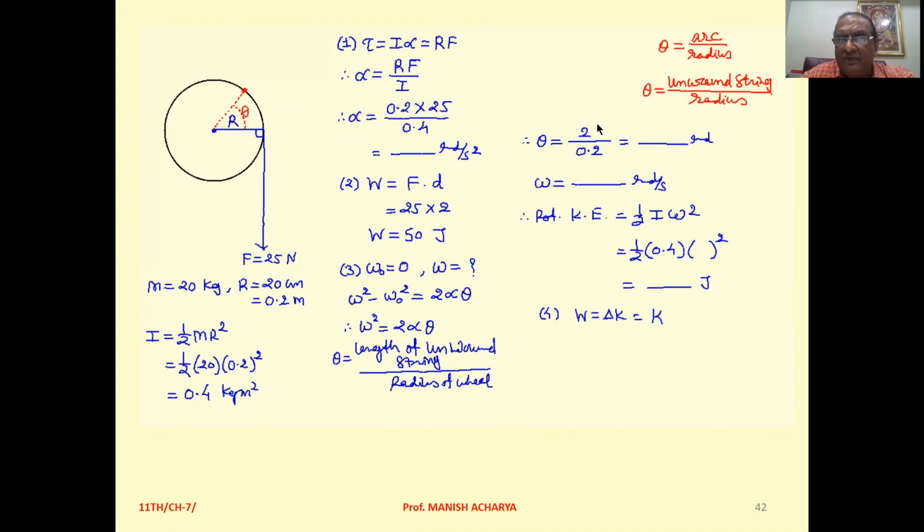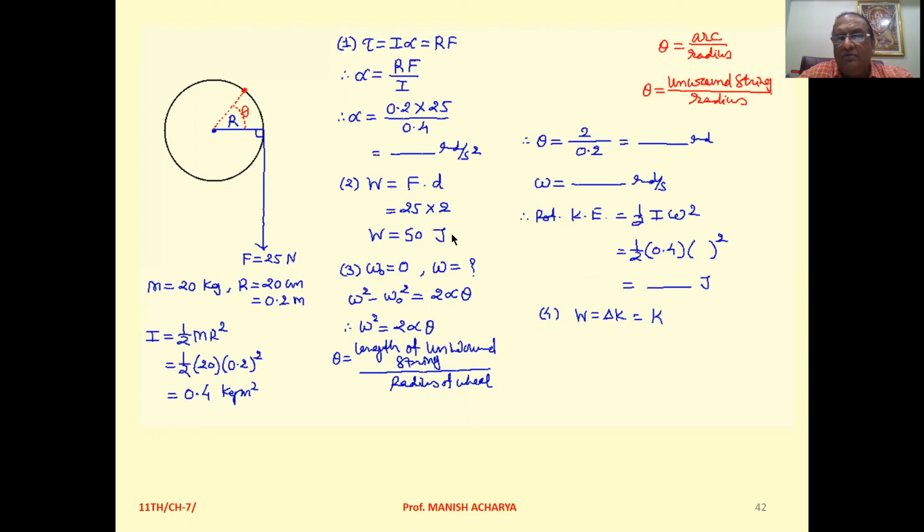Length of unwound string, we have to take 2, divided by radius of the wheel 0.2, you will get theta. And if you substitute the value of theta and alpha here, you will get omega square. And then you can calculate omega. Now, directly substitute this value of omega square in the equation. Rotational kinetic energy is half I omega square. Your I is 0.4, we already calculated. Omega square we calculated here, substitute. You will get rotational kinetic energy.